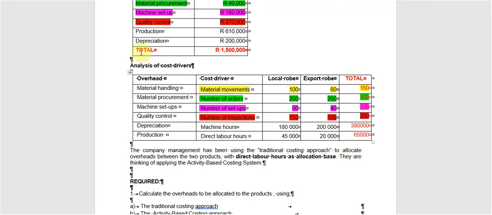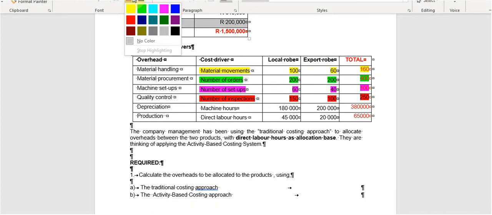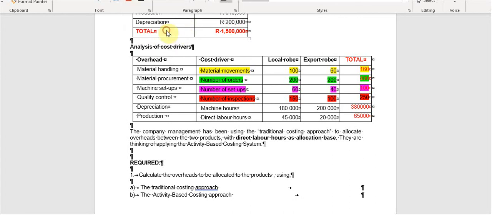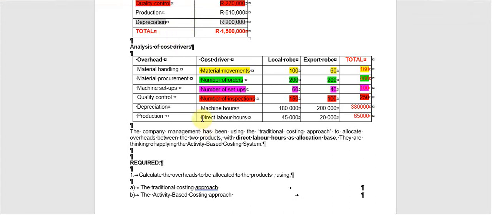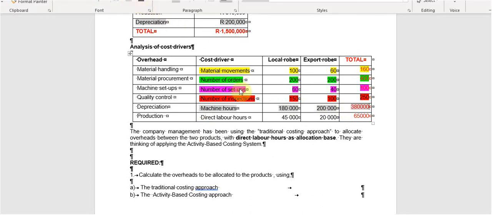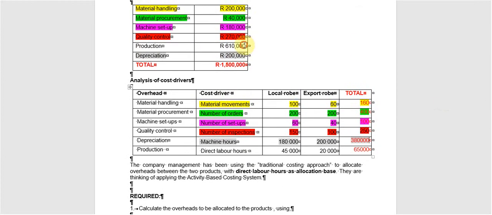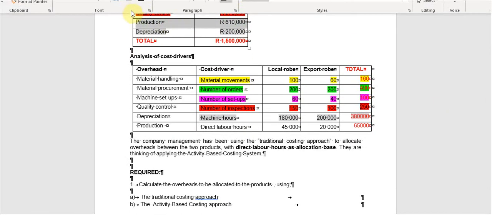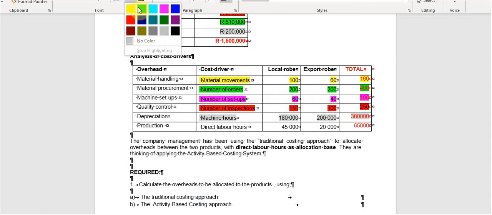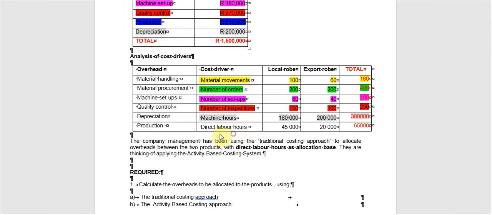Then we have our depreciation, and I'm going to highlight that one in gray, and I'm just going to take the machine hours. It should also then be gray because it goes with that. And then we have production, which is 610,000, and I am going to highlight that in, let's use the... We already have the green. Let's use this deep blue.